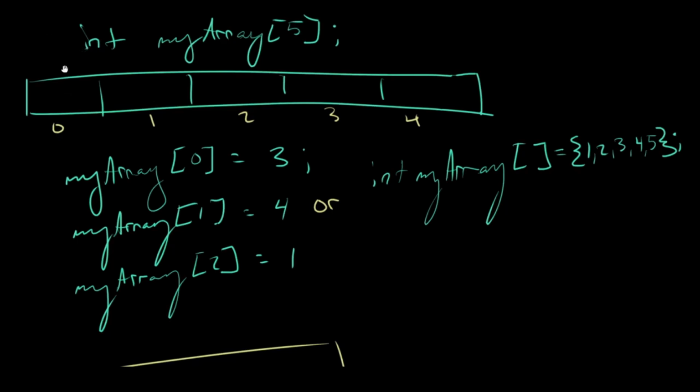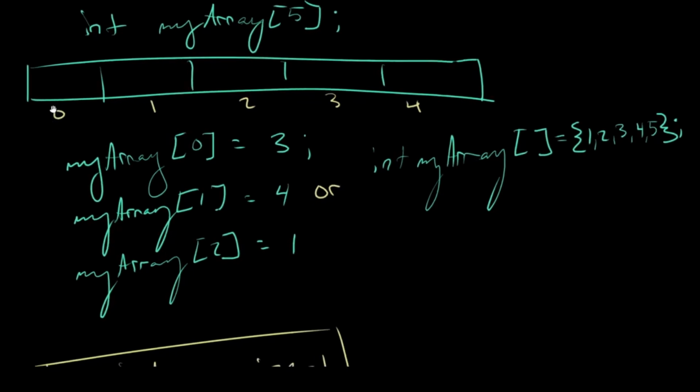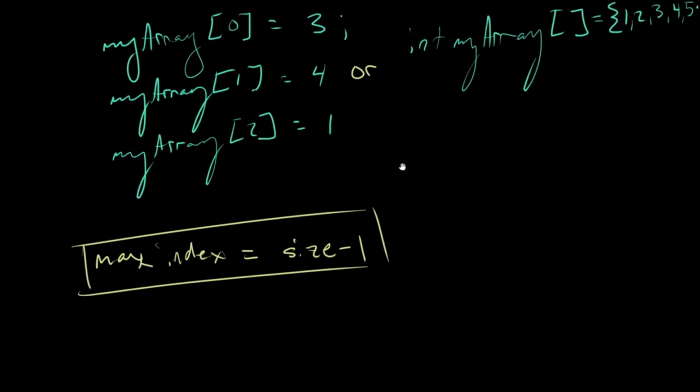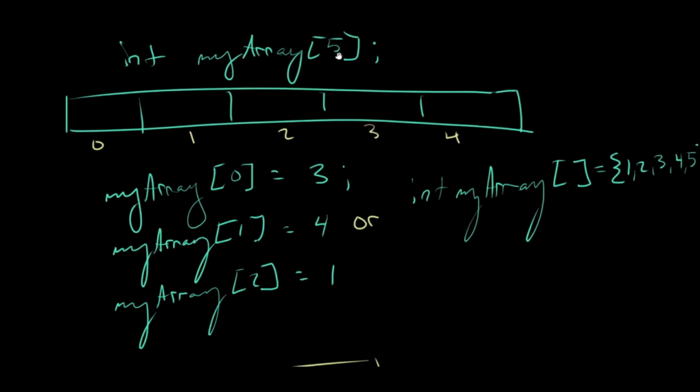So anyways, this is going to find 5 slots in memory right next to each other. And the indexes, like I said, start from 0, so 0 1 2 3 4. And like I said, the max index is size minus 1, so 5 minus 1 is 4. So there are 2 different ways we can assign values to these spots.